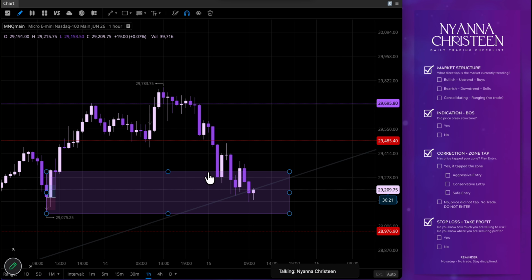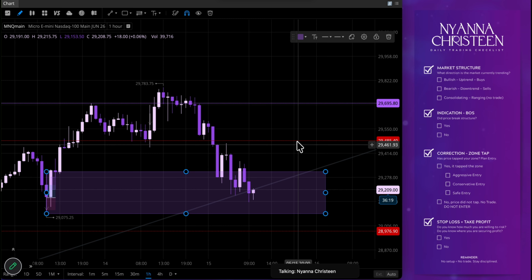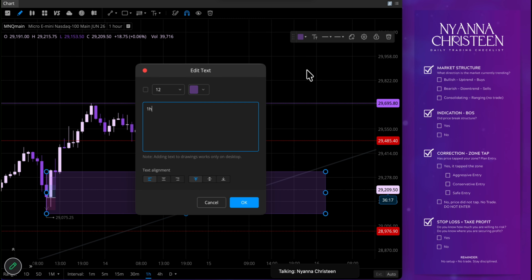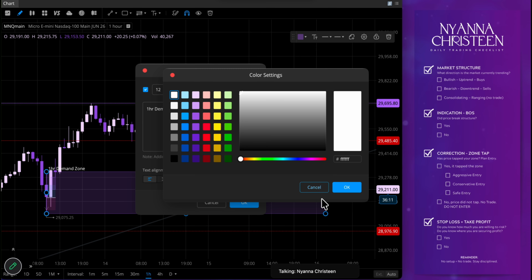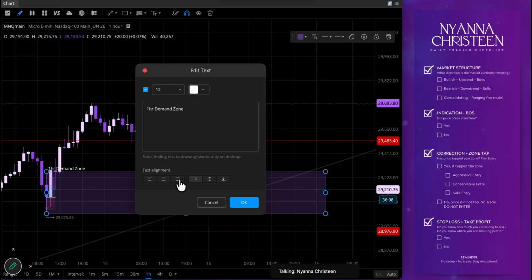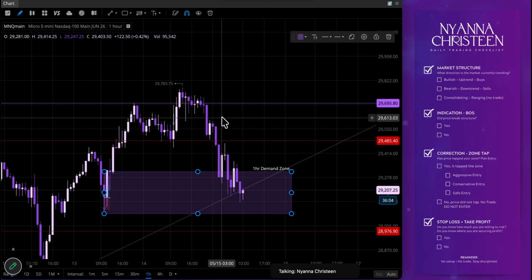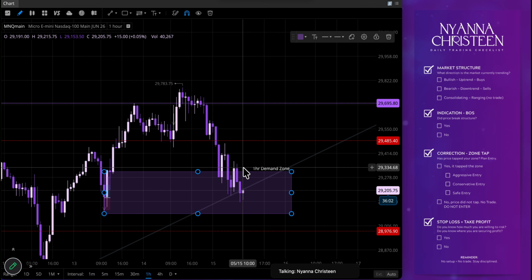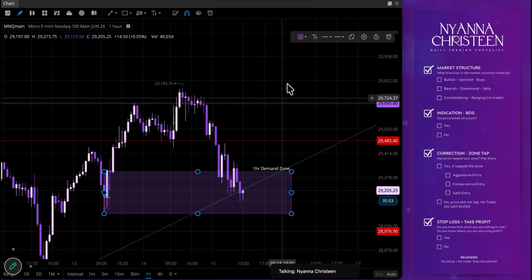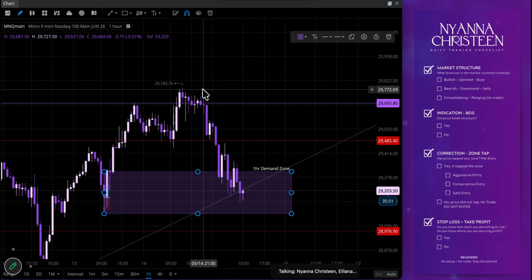So now I will add my 1 hour zone. Because what I'm hoping for, because it's an uptrend and buyers is more than likely in control, this could just be a pullback. I would like to see price push, like reject this trend line, push outside of this zone, close outside of this zone, and continue up to make a higher high. That's what I would like to see.